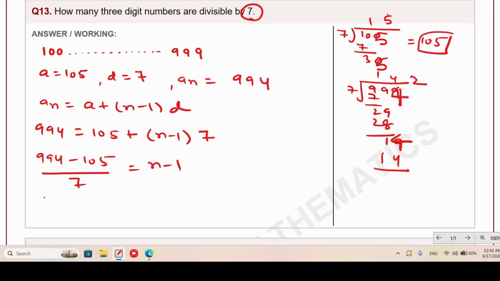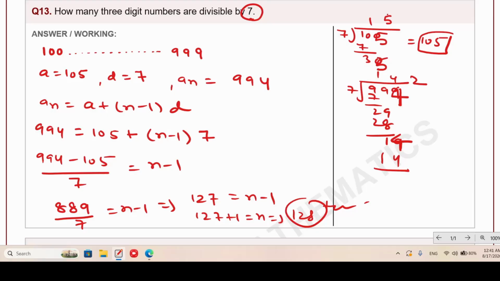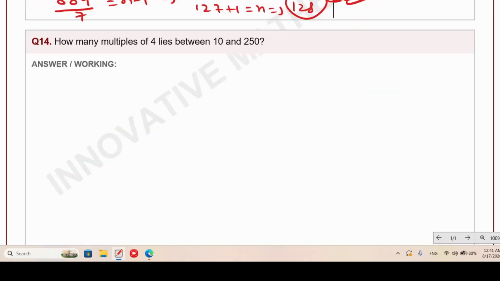So this one is 889. 889 over 7 is equals to N minus 1. So this will be 127 is equals to N minus 1. So 127 plus 1 equals to N, which is 128. 128 terms. Now, how many multiples of 4?